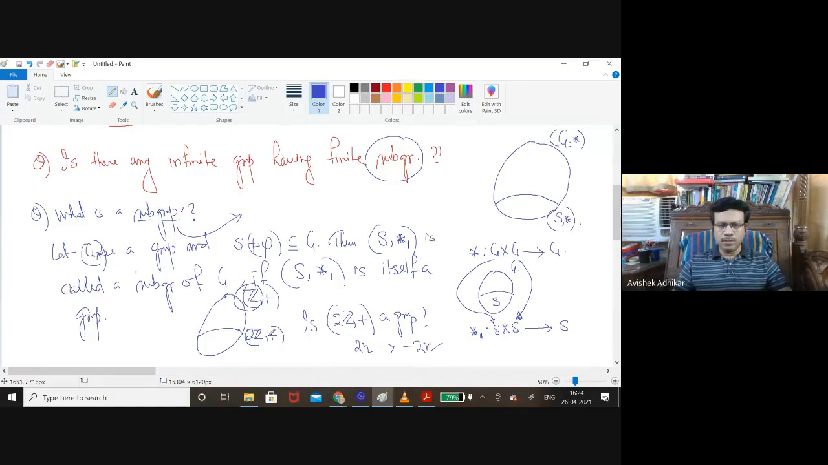That means you don't require any other things. As a result, you can think of this plus as the same as that plus, or you can think of it as a restriction of plus to this 2Z subset. And 2Z is a subset of Z. So all the properties are satisfied. 2Z is a subset of Z, and this restriction, this plus, is itself a group on 2Z. As a result, 2Z is a subgroup of Z.